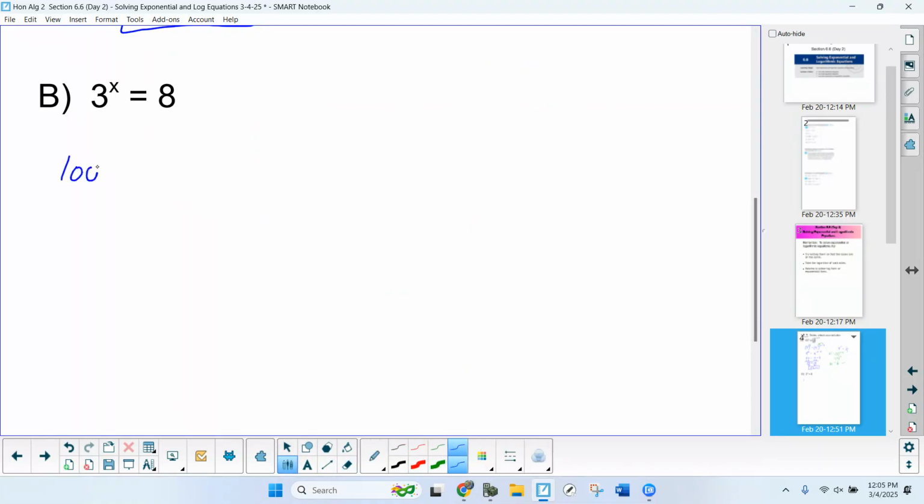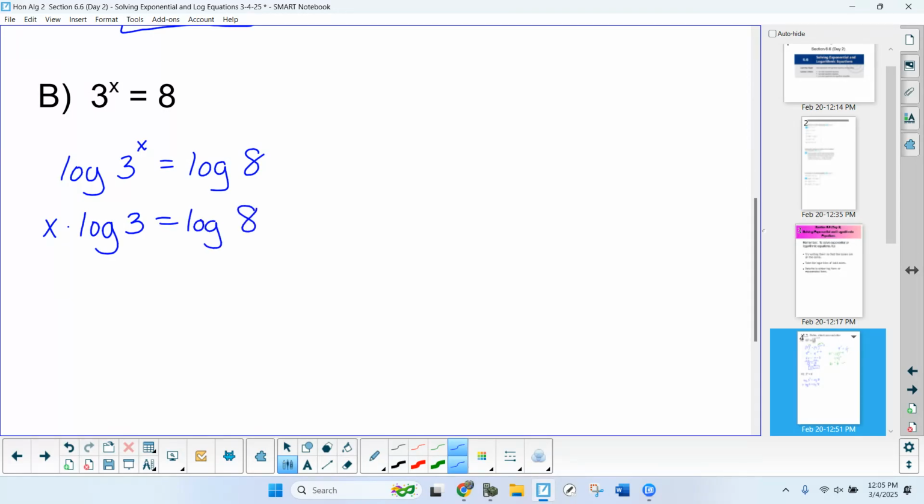Log 3 to the x equals 8. Well, you said take the log. Log 3 to the x equals log 8. Okay. Now what do you do with that x? What's the rule if you have the x as an exponent? Move it to the front. So you get x times the log of 3 equals the log of 8.